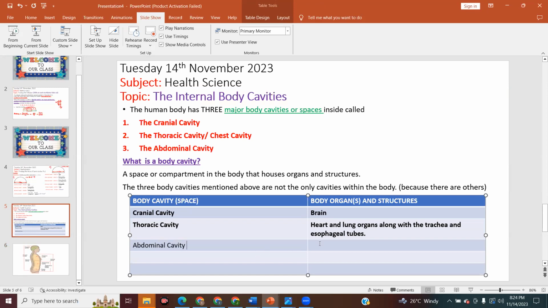What do we have in there? Stomach. Liver. The gallbladder. The intestine. The kidney. No, kidney depends on what part. You mean? Okay, let's go back to the.